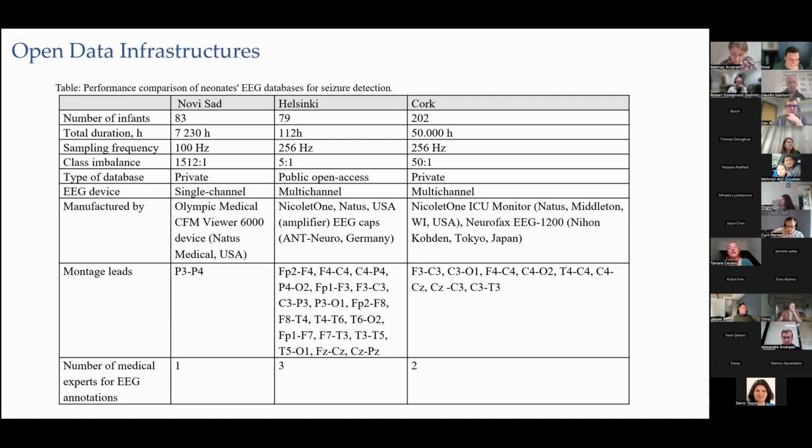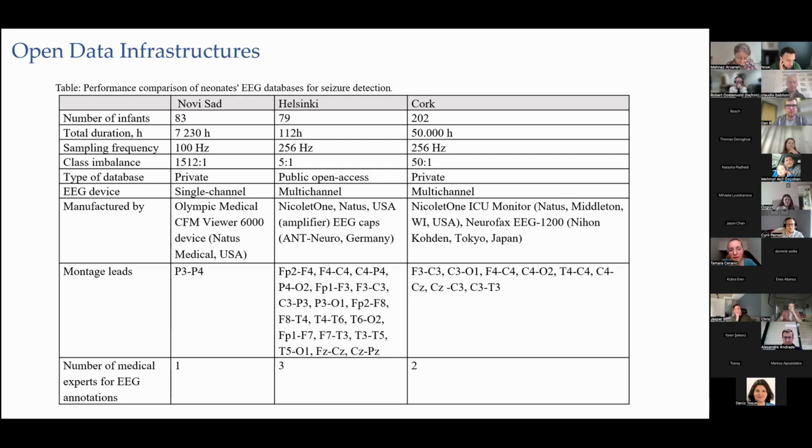Another limitation, I will be fast, is that we don't have a lot of open data sets. Only the Helsinki data set from Baba Center, Finland, is open for seizure detection, with 79 infants. That is, from a machine learning aspect, a small data set. The largest reported data set with this disease is from Cork Infant Center. It's 202 infants and 50,000 annotated data, and all of them use multi-channel EEG.